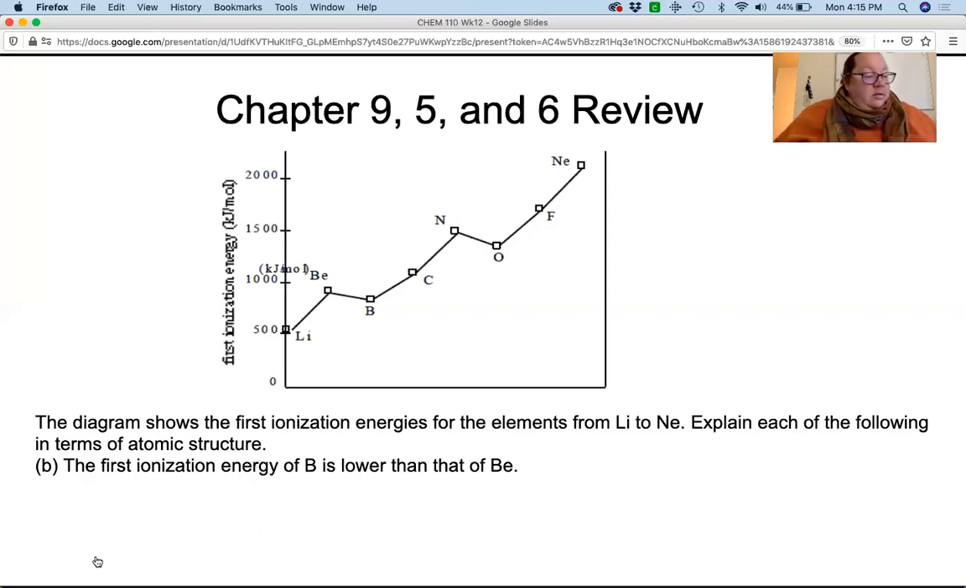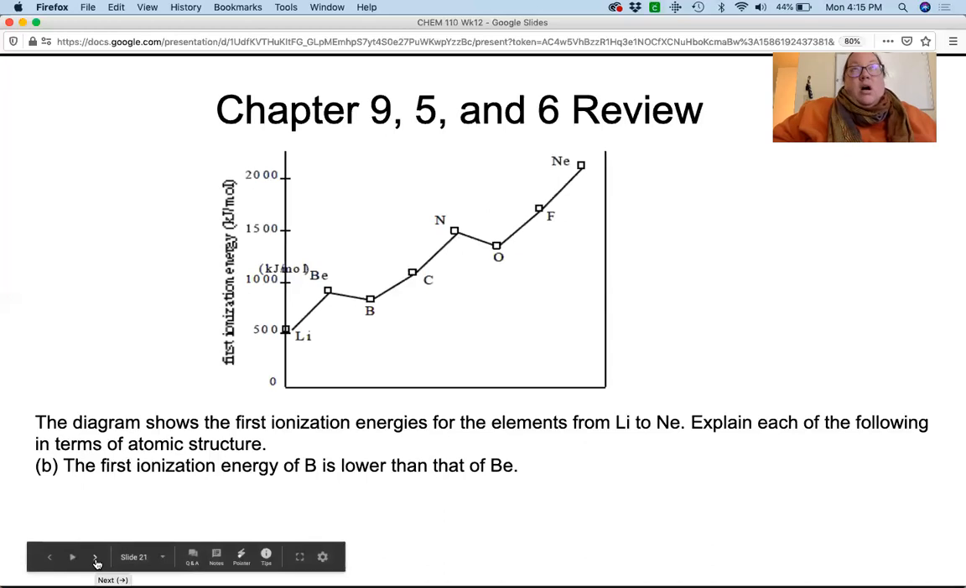So boron has an atomic number of 5. Its electron configuration is 1s2, 2s2, 2p1. Compared to beryllium, which has an electron configuration of 1s2, 2s2. Now in this case, beryllium has completely filled orbitals, whereas boron has one partially filled p orbital.